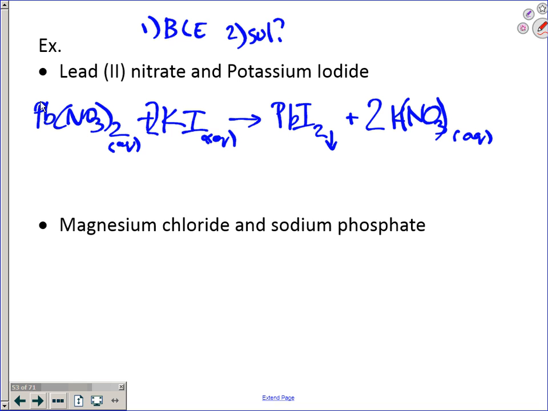We have a balanced chemical equation. Step 3, we're going to ionize the aqueous ones. Oh my goodness, this pen. I need to fix my board. Ionize aqueous compounds.